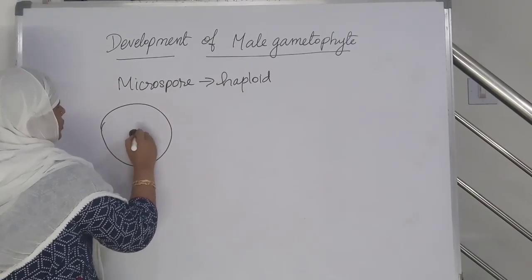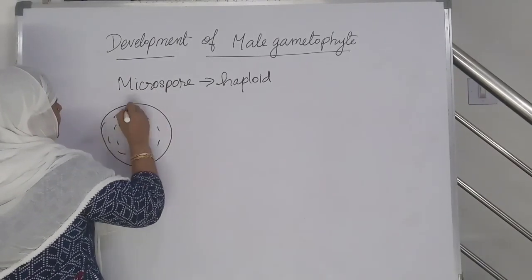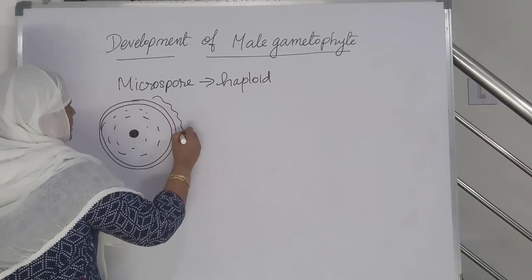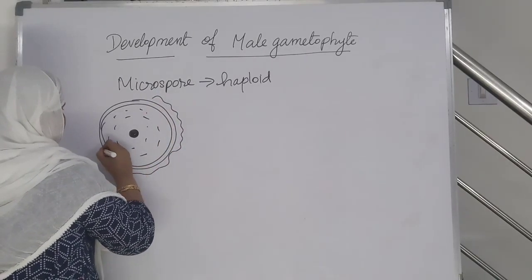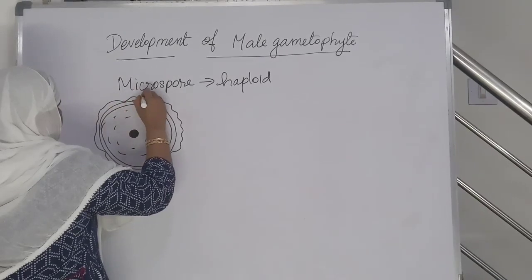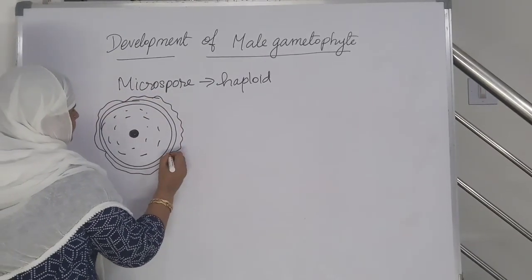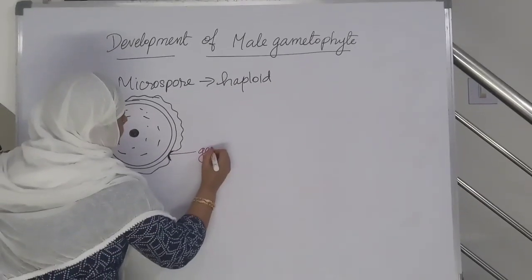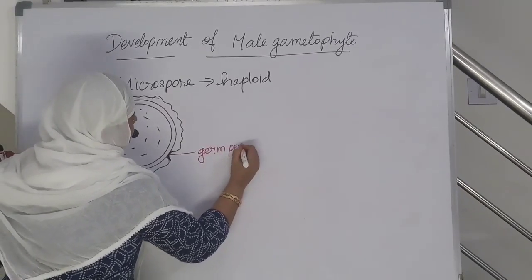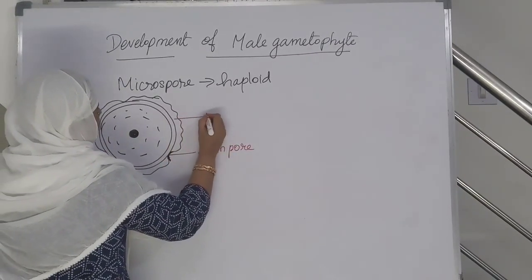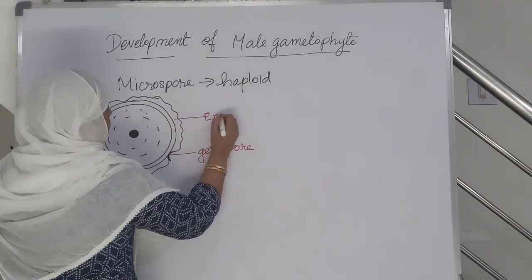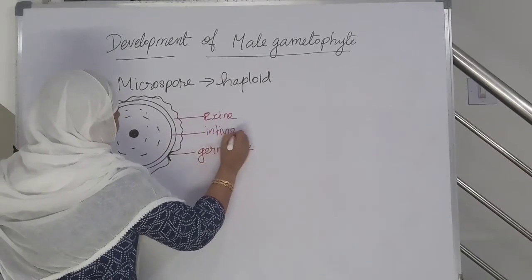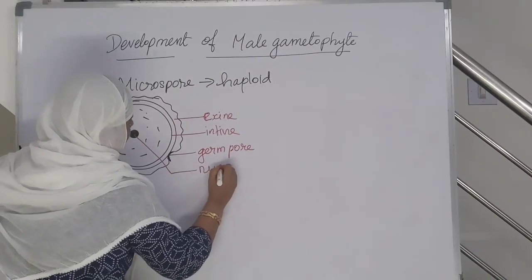It consists of the central nucleus surrounded by cytoplasm and intine, and surrounding this, exine. This is the germ pore. Exine, intine, nucleus.